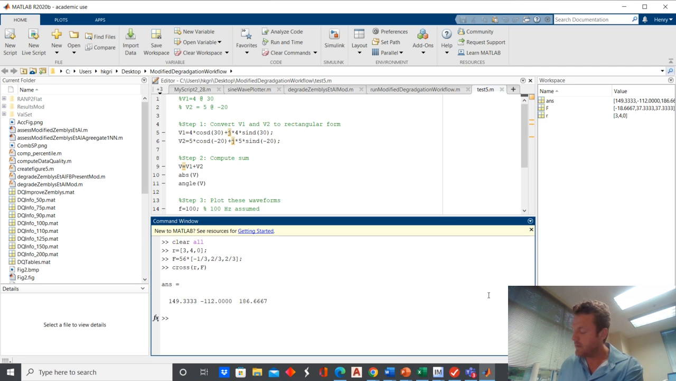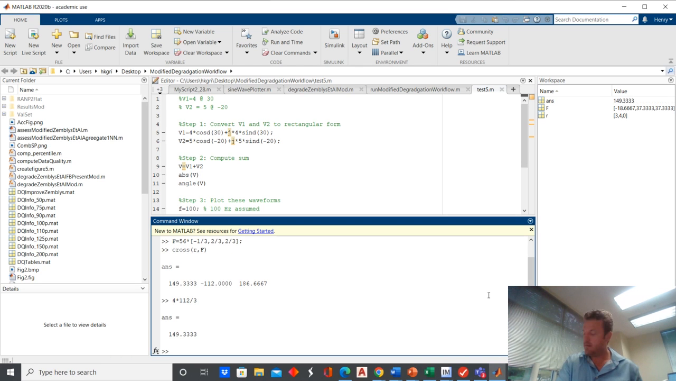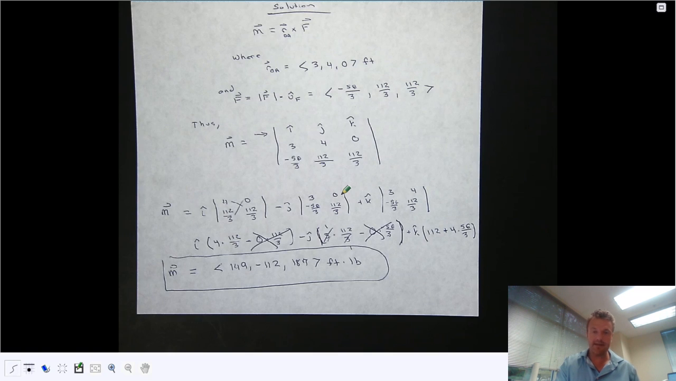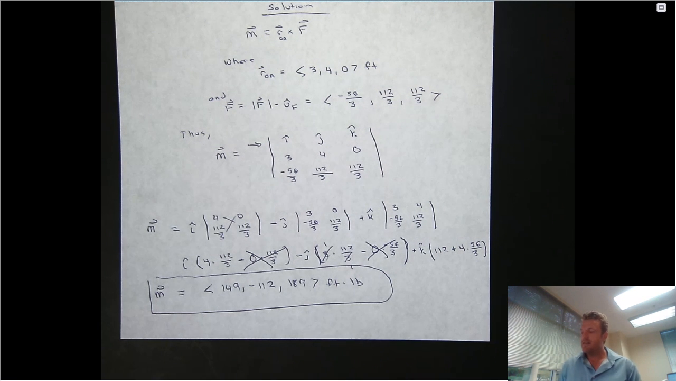And you can kind of check, like we knew what the one answer should be. We knew that the j hat component would be minus 112. If you wanted to check that i hat component, you could look at our by hand work. So it's 4 times 112 over 3, which is the 149.3, same answer we got. You could do the same thing for the z component, or you could just trust that whoever wrote the cross function in MATLAB didn't make an error. So hopefully that makes sense.